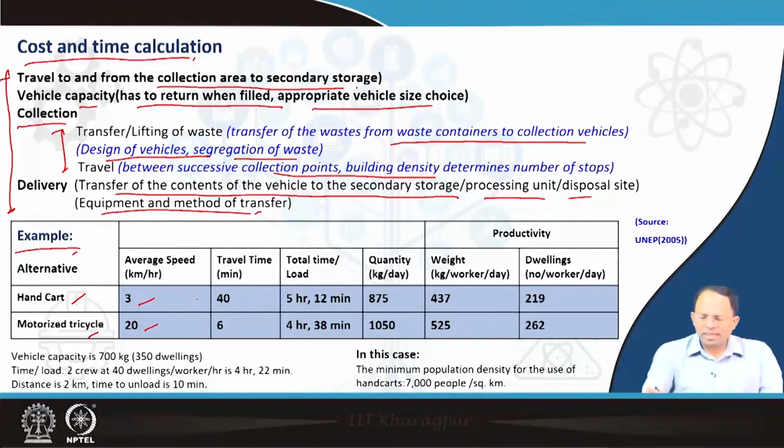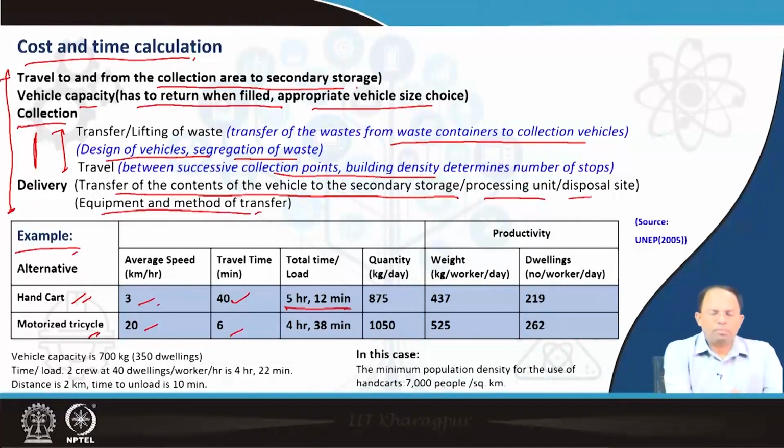So I can decide on the route of this particular vehicle. For the same route that we have chosen, we can use both a hand cart and a tricycle and determine the overall travel time. We can see the overall travel time in a hand cart is more because of lesser speed. In a motorized tricycle, the travel time is less. That means the vehicle could be utilized multiple times, right? The total time, including the load time, comes to around 5 hours 12 minutes for the hand cart.